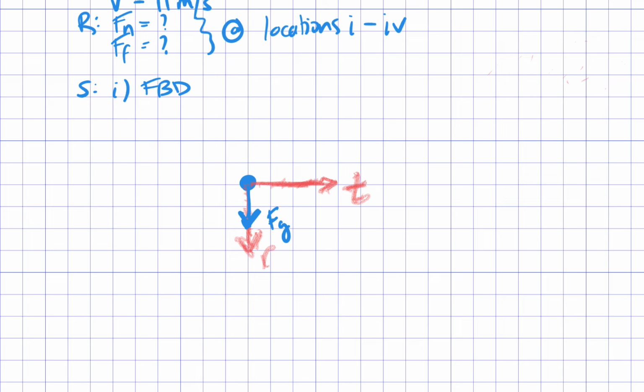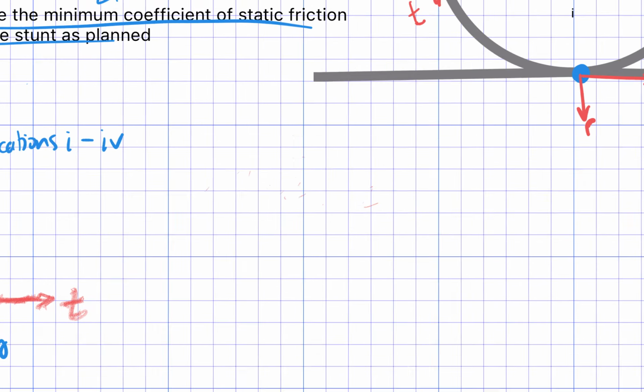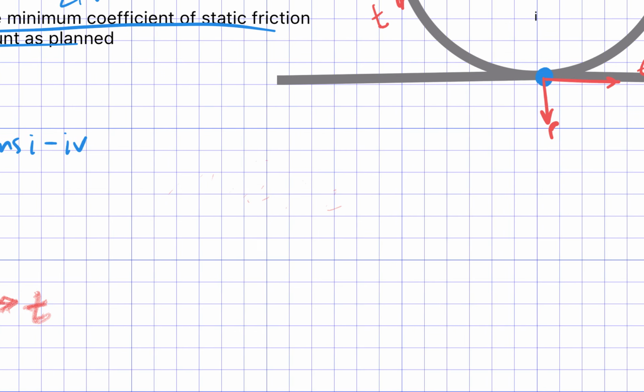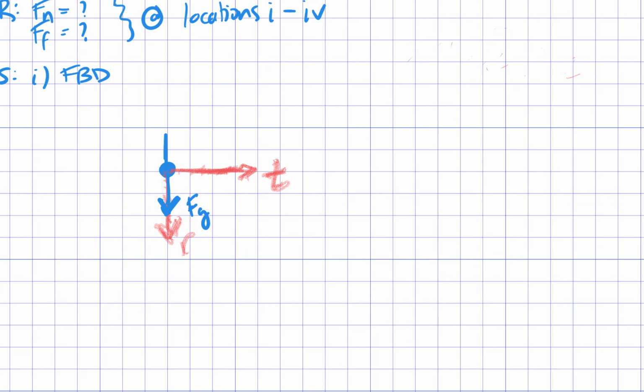All right, so the normal force. That motorcycle is on a surface. Whenever we have a normal force, it is coming out of the surface and onto the motorcyclist. So that's going to be going up.